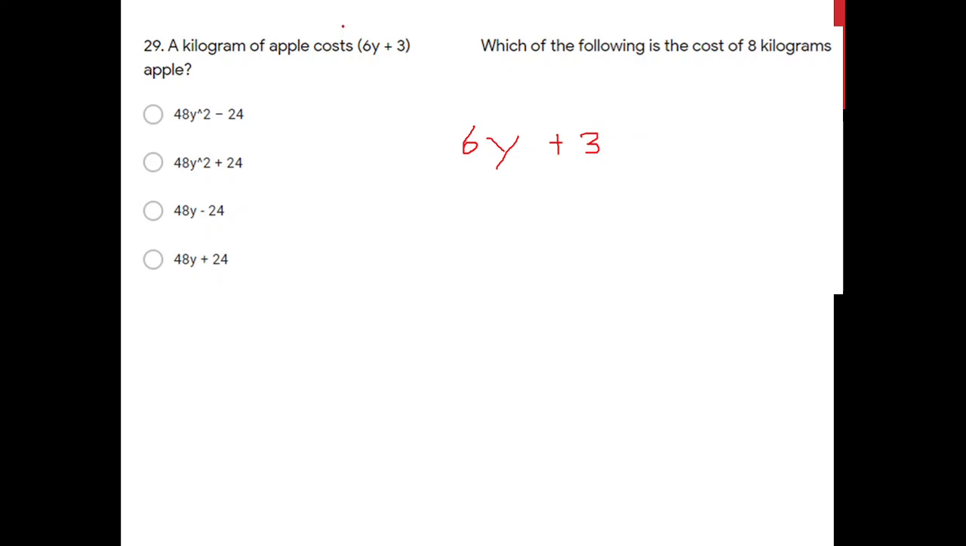So if 1 kilogram of apple costs 6y plus 3, then all we need to do is to multiply this one by 8 kilograms. Again, parenthesis is also a symbol of multiplication. There. So 8 kilograms times the price will give you the amount. So how do we simplify this one? Since this is multiplication, you have two terms multiplied by one term. So we use the distributive property of multiplication. We multiply that one here and that one here. So 8 times 6 will give you 48.